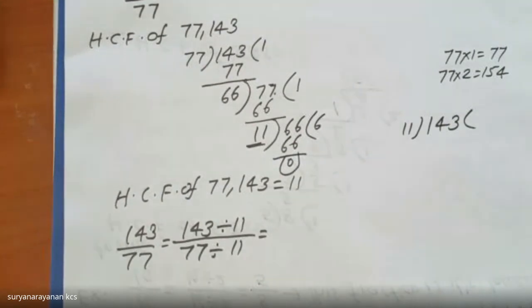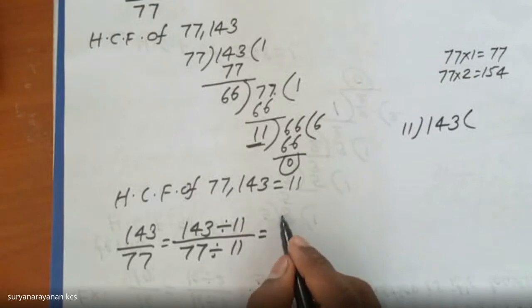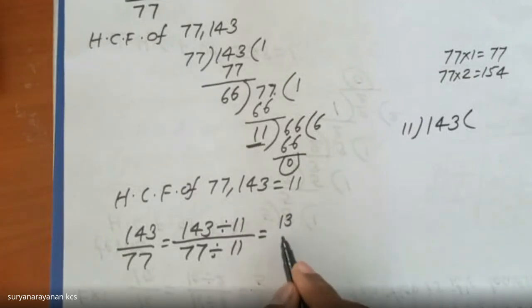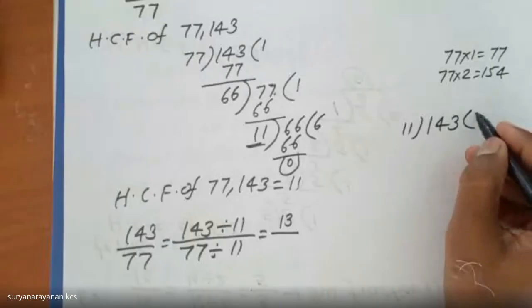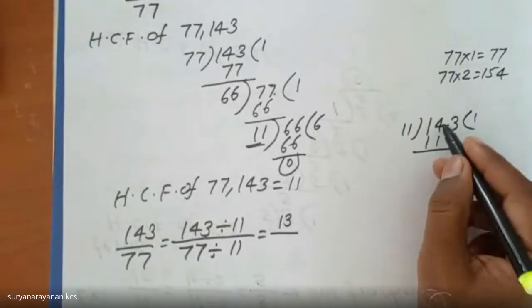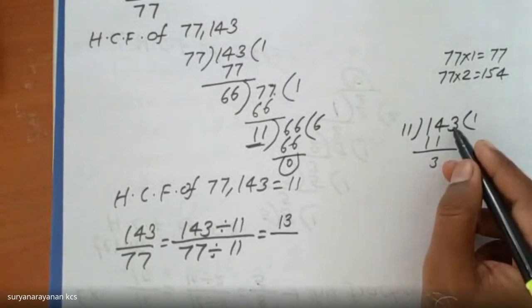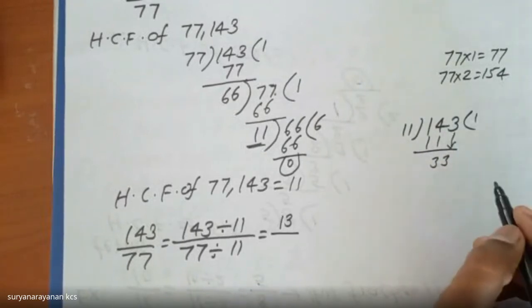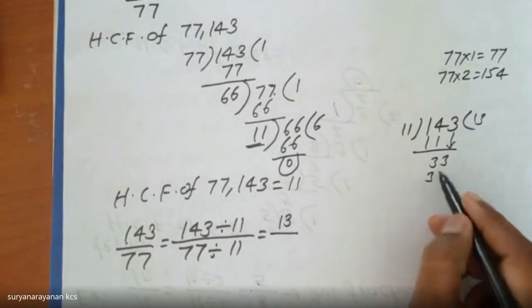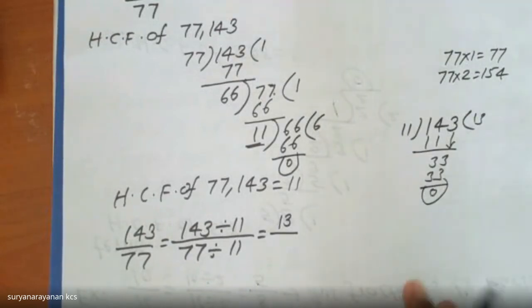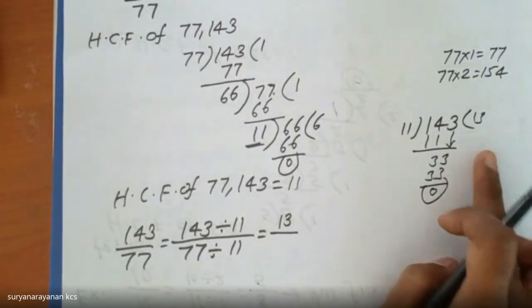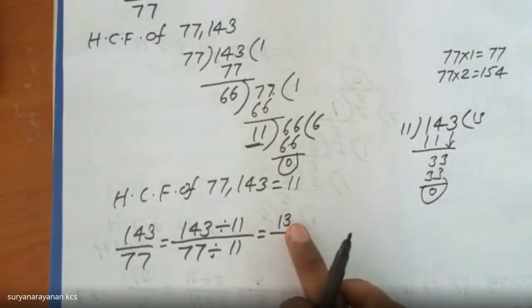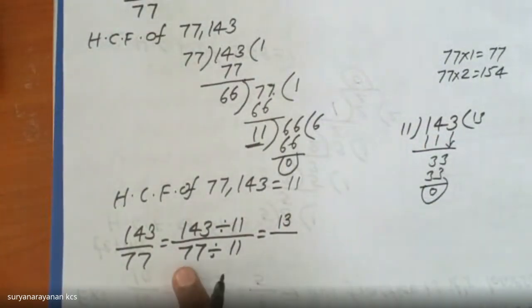Take pen and paper and tell me the quotient. 13 by 7. Yes, 13. Yes or no? Yes, sir. 11 ones are 11. Here 3 will be left. We have to bring down this 3. 11 threes are 33. So 11 table, how many times does it go in 143? 13 times. So 7, 17, 7. How many times, sir? 7.